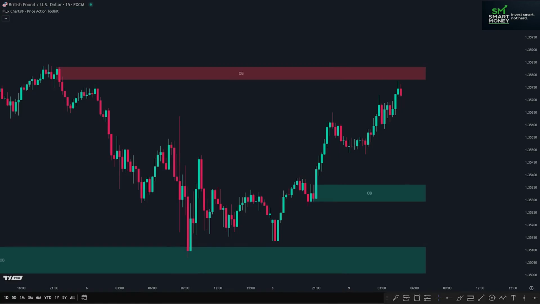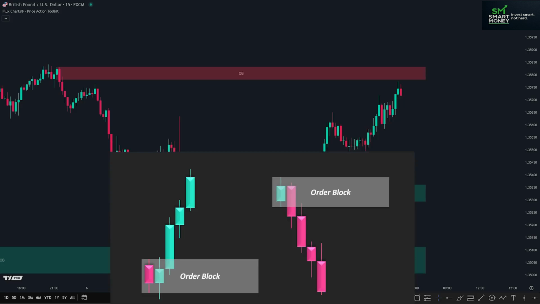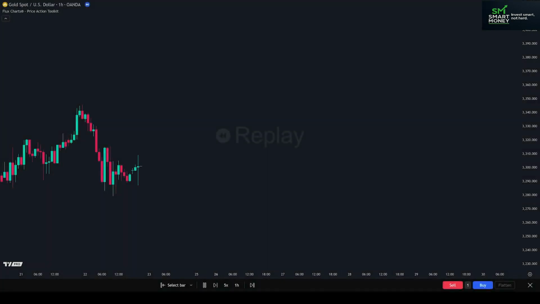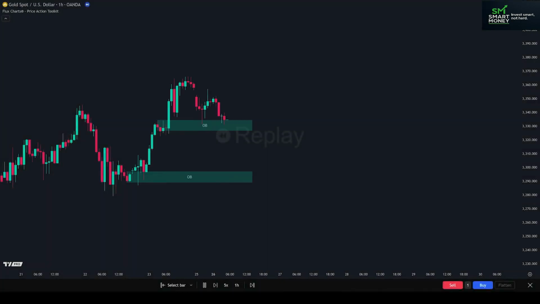Now, we can see multiple order blocks displayed. From observation, it appears the indicator marks the last bearish candlestick before a bullish impulsive move as an order block, and similarly, the last bullish candlestick before a bearish impulsive move. However, with this definition, many potential order blocks are filtered out and not marked on the chart.